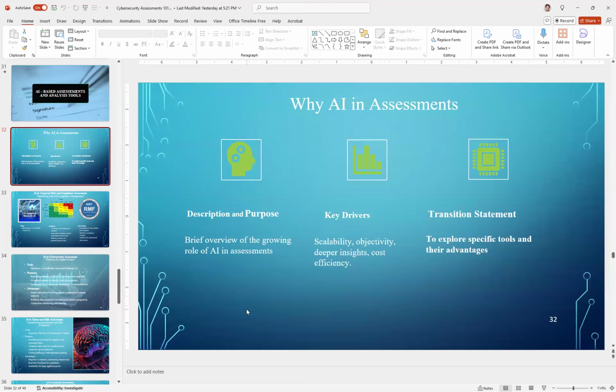The key drivers for that are the scalability it offers, the objectivity, deeper insight than what we can provide as human manual assessors and auditors, and cost efficiency. And our transition statement is to explore specific tools and their advantages.